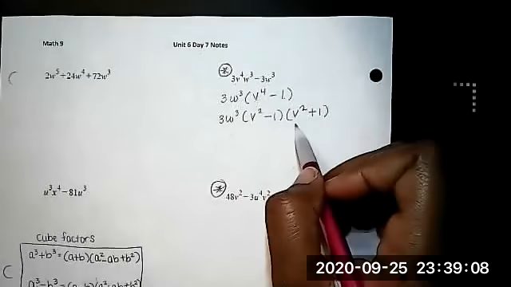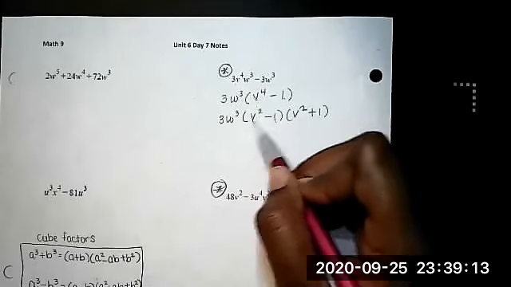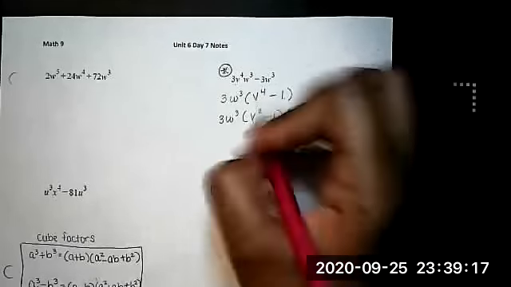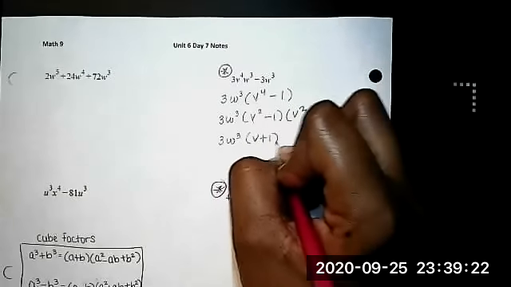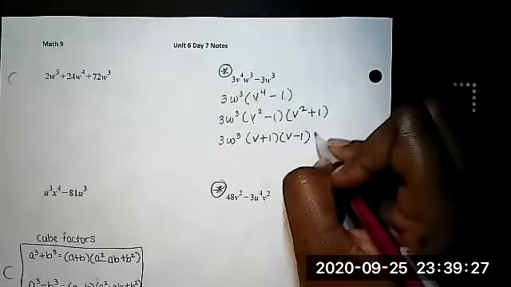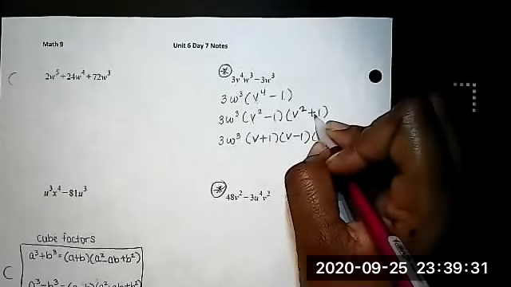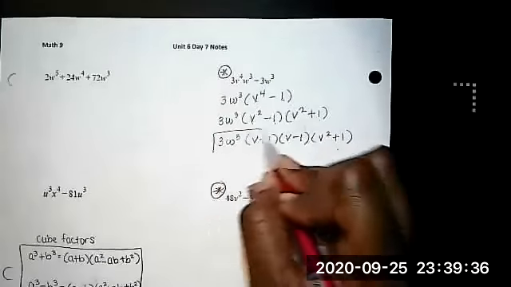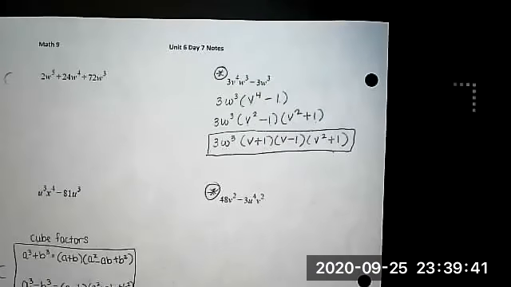You can go even further here, because it's v squared minus 1. These are perfect squares. v squared is v times v, 1 is 1 times 1. So this will be 3w cubed, and then it's going to be v plus 1, v minus 1. With the v squared plus 1, there's nothing you can do there. When it has a plus in the middle, even if they're both perfect squares, it's not factorable. So we have to leave it alone. Okay, so this is our answer there.